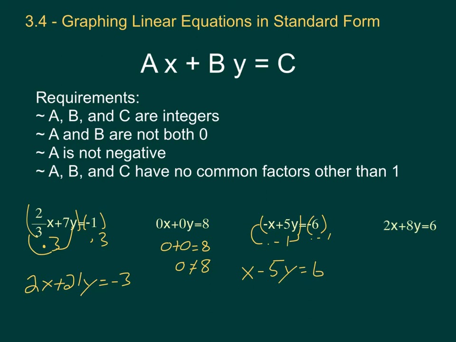And then finally, the last thing, I have 2x plus 8y equals 6. That's not technically in standard form because 2, 8, and 6 all have something in common. They can all be divided by 2. And that's exactly what I'm going to do here. I'm going to divide everything by 2, which is going to reduce my equation to look a lot nicer. X plus 4y equals 3.